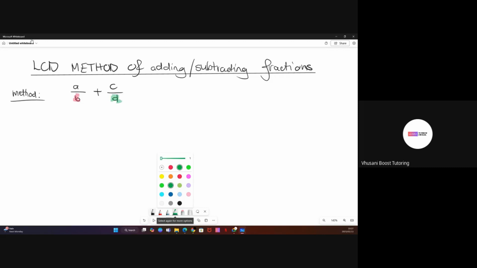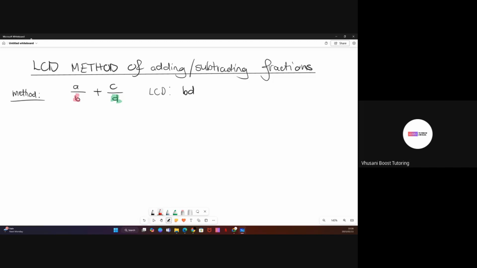So what do we do? We need to find what we call the lowest common denominator, right? And the lowest common denominator is always us just multiplying this denominator with this denominator. So I'm going to repeat that again. Our lowest common denominator is basically us just multiplying this denominator with this denominator. So when we multiply them together, we basically have BD as our common denominator.